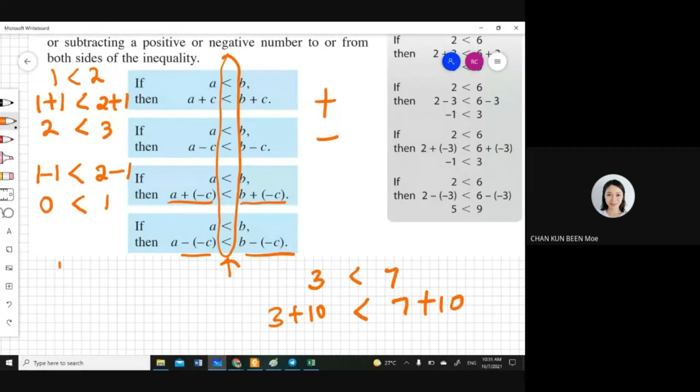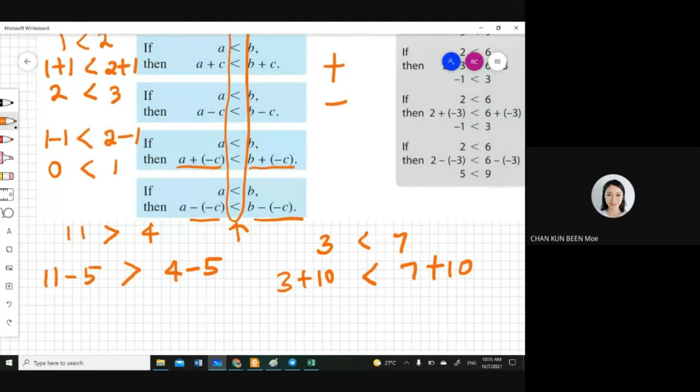Okay, now I give you another question. I use a bigger number. 11 is greater than 4, right? So now I use minus. 11 minus 5, 4 minus 5. So what is the symbol here in the middle? Greater than, because it remains unchanged. You can see the answer. 11 minus 5 is 6. 4 minus 5 is negative 1. So yes, 6 is greater than negative 1. So remember, when you add or when you subtract a number, it remains unchanged.